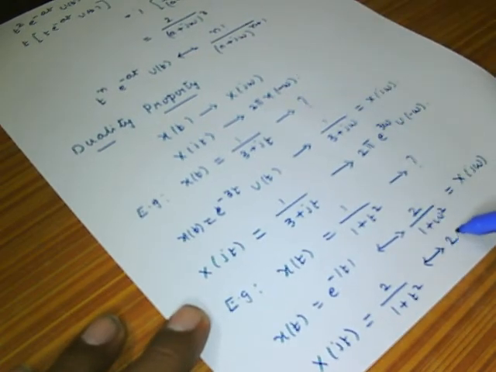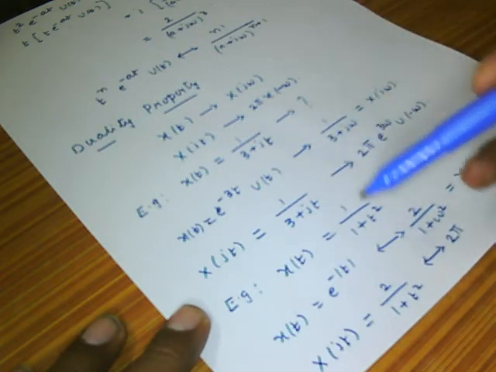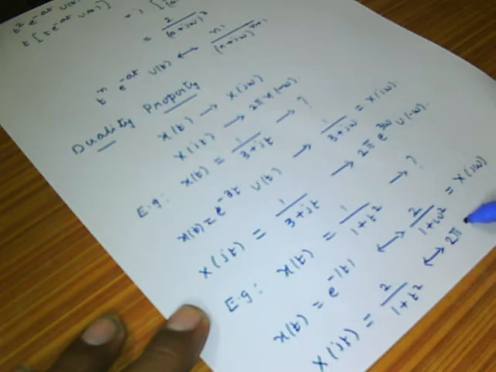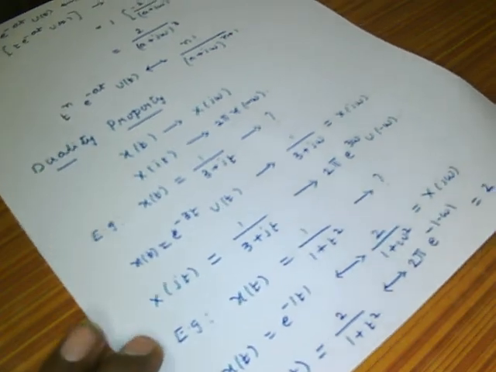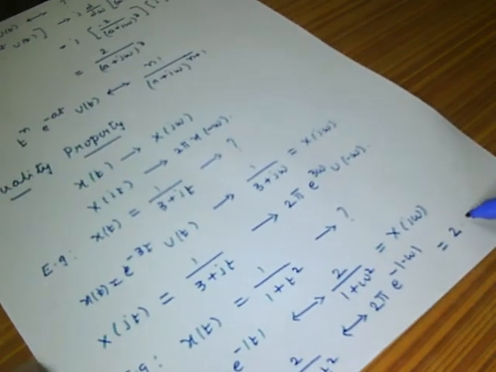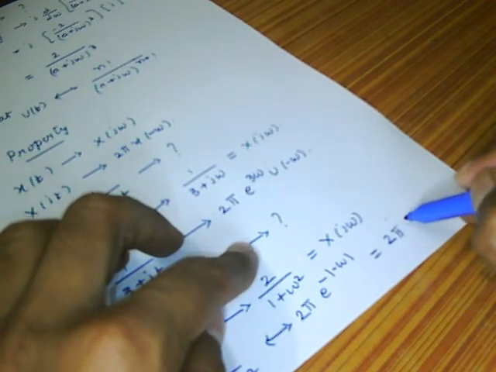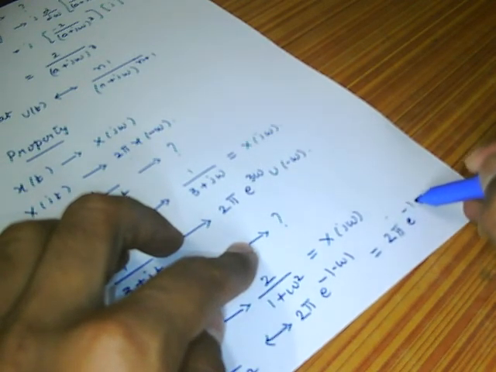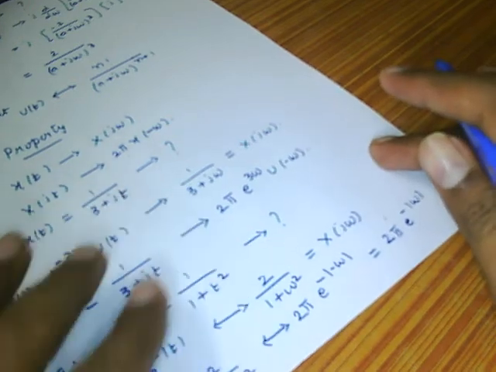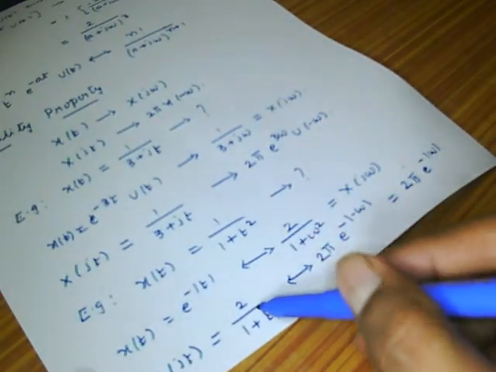So 2 pi into x of minus omega. X of t is this, x of minus omega will be e power modulus of minus omega. So that will be equal to 2 pi into e power minus mod omega. So that is the Fourier transform of 2 by 1 plus t square.